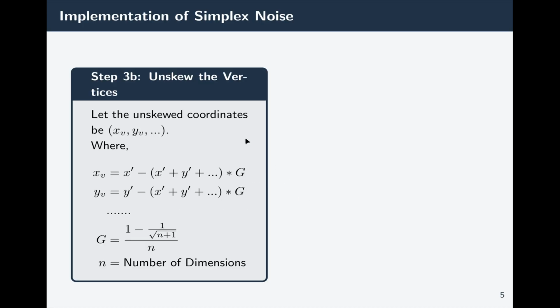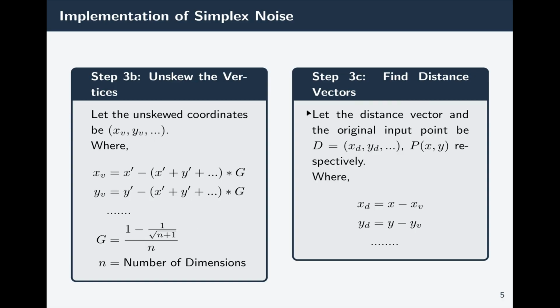Now we need to unskew the coordinates of the vertices. We use this formula for unskewing. Now we find the distance vector. X and y are the coordinates from our original input point, and xv, yv are the unskewed coordinate points of the vertices of the simplex our point is in. And this is how we calculate the distance vector.